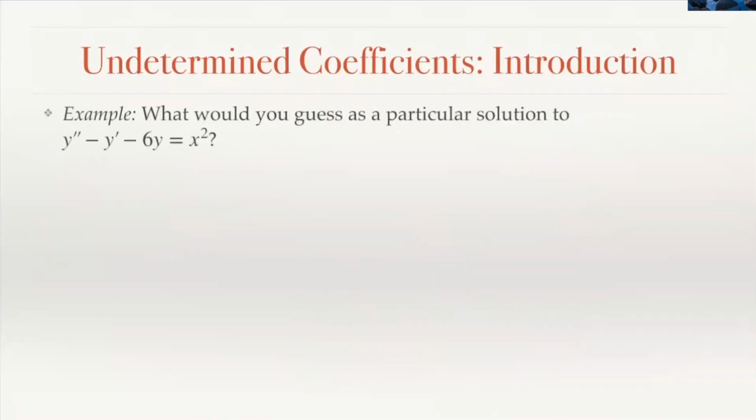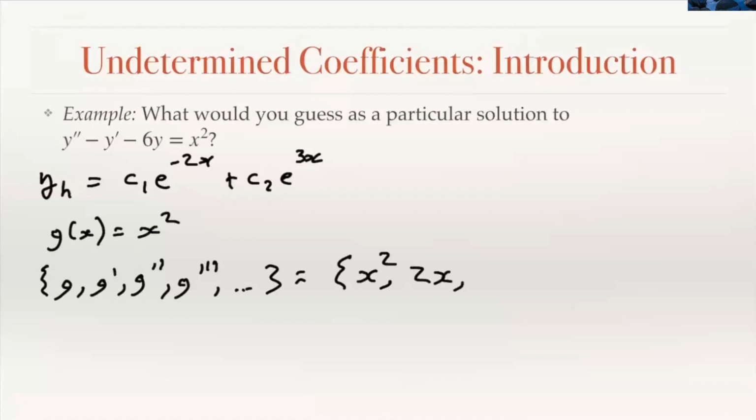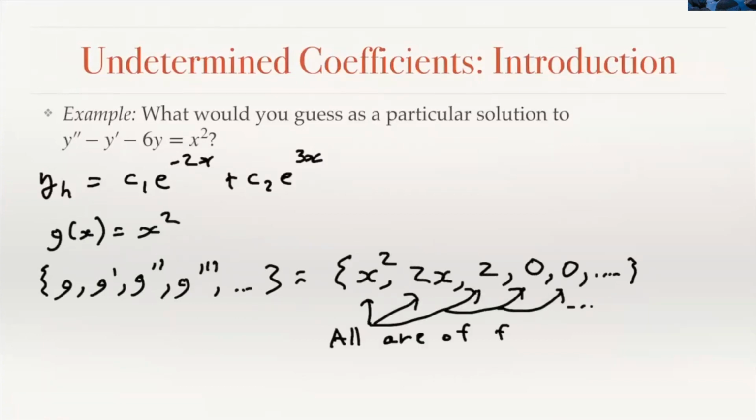Let's do this one. So we always want to find the yh first, because then we might realize we need to multiply by x. And here yh is that same thing. G of x is that right-hand side, x squared. And the set of all derivatives of g of x is x squared, 2x, the derivative of that is 2, the derivative of that is 0, the derivative of that is 0, etc. And all of these are of the form k1x squared plus k2x plus k3 times 1, full stop.